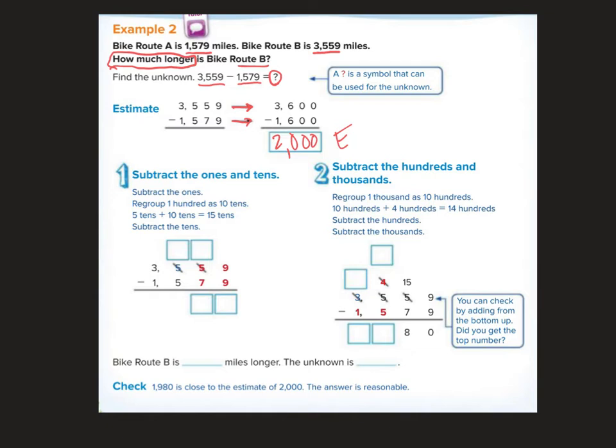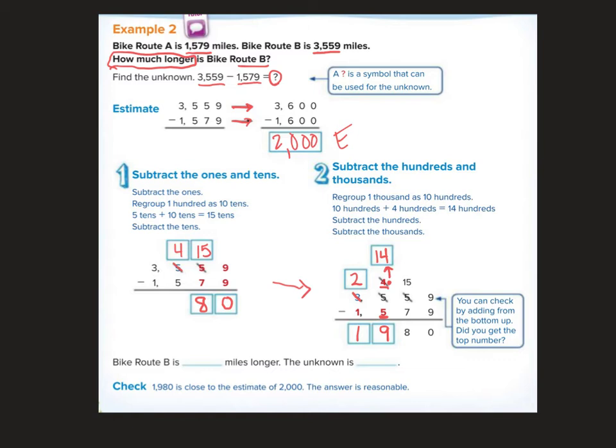So let's do the actual math here. 9 minus 9, 0. 5 minus 7, can't do it. Go next door and get 10 more. I had 5, now I have 15. Tens. 15 minus 7 is 8. Okay, now they're shooting us over here where I'm supposed to be doing 4 minus 5. Can I do it? Go next door and get 10 more. So I had 4 hundreds. Now I have 14 hundreds. 14 minus 5 is 9. 2 minus 1 is 1.